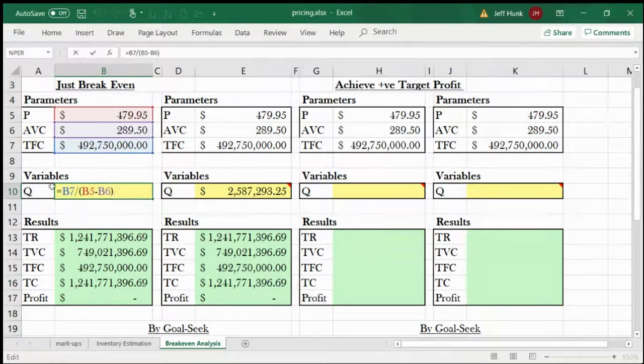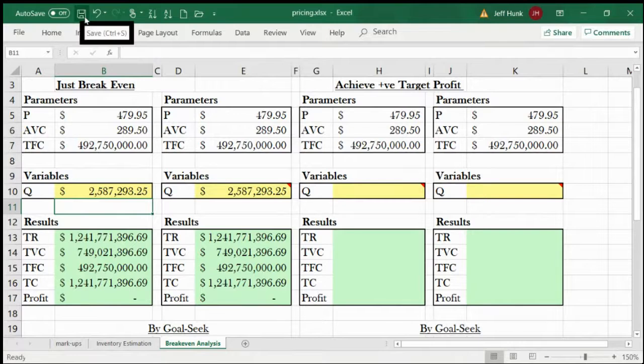Okay. All right. This is the overhead and markup. I mean, we didn't, yeah, overhead and markup.